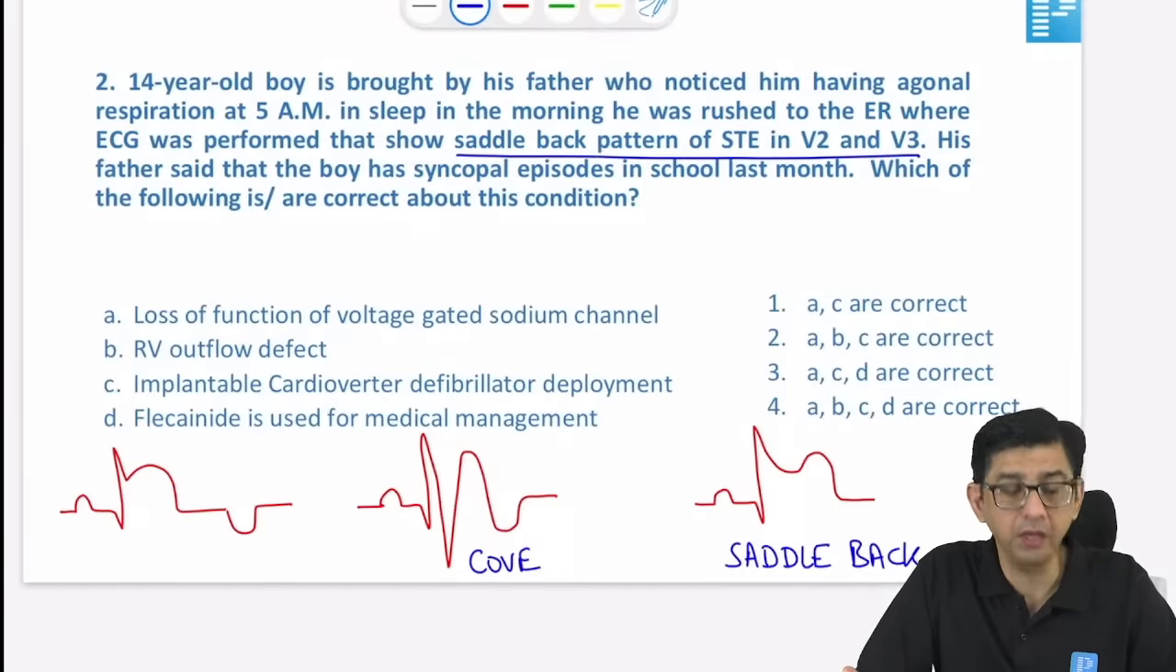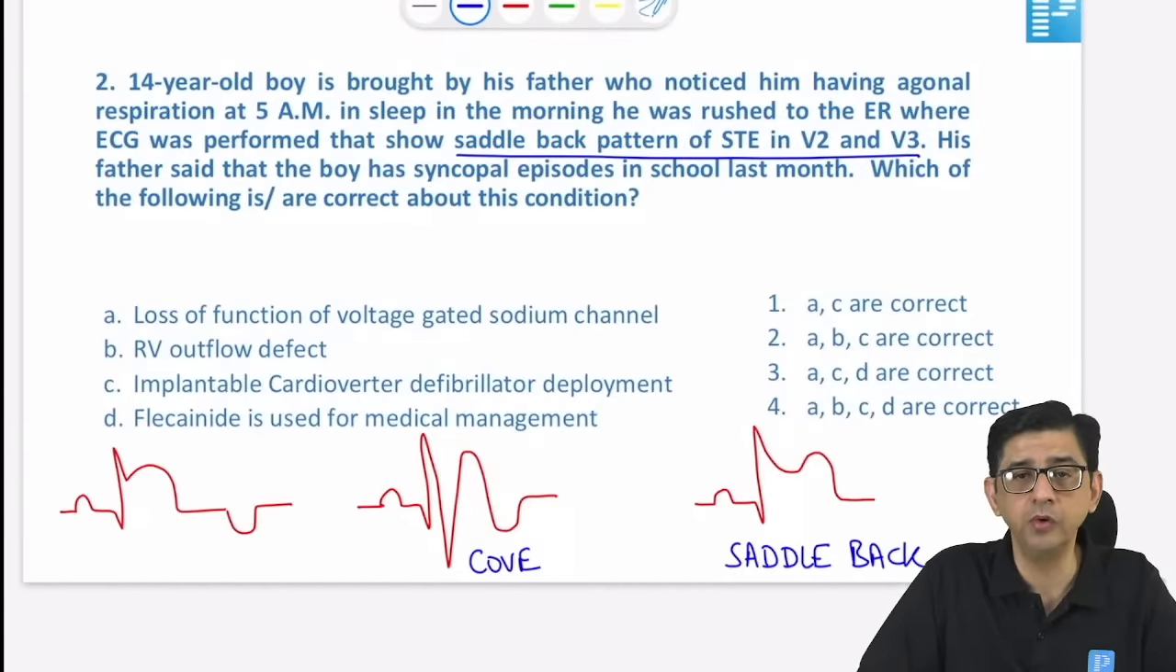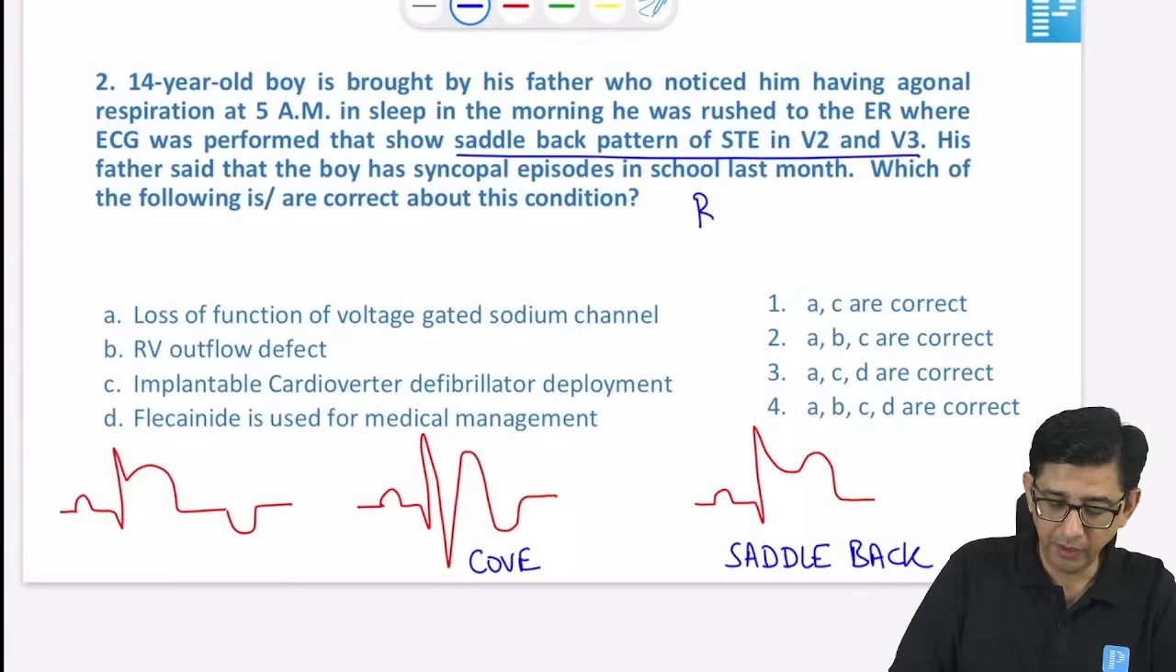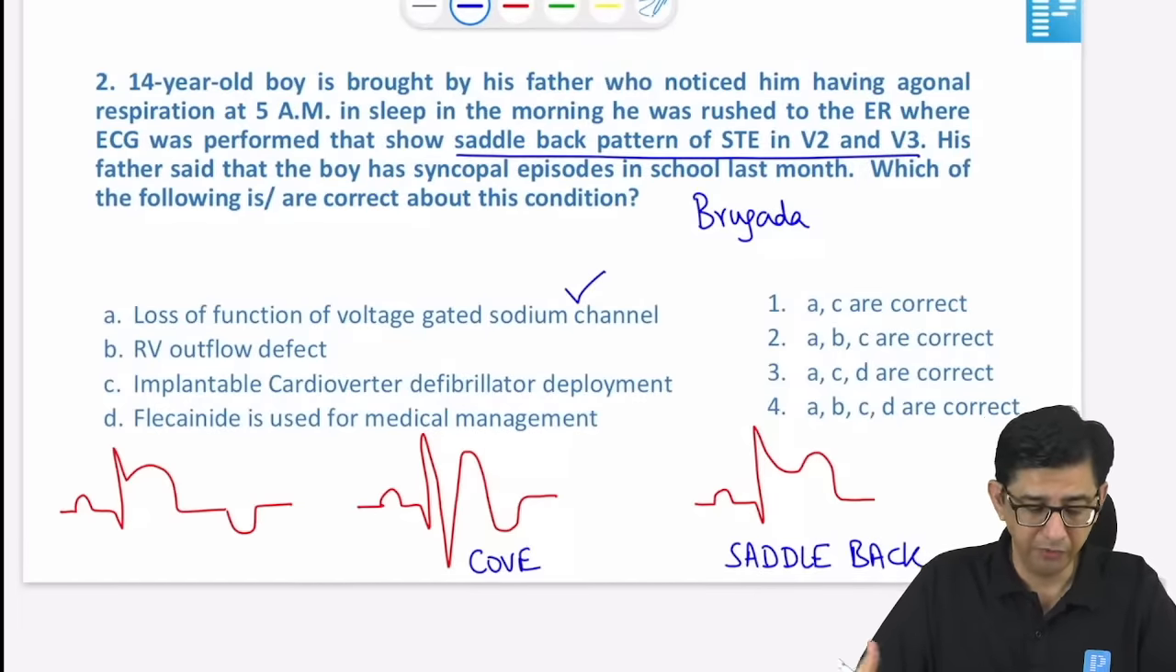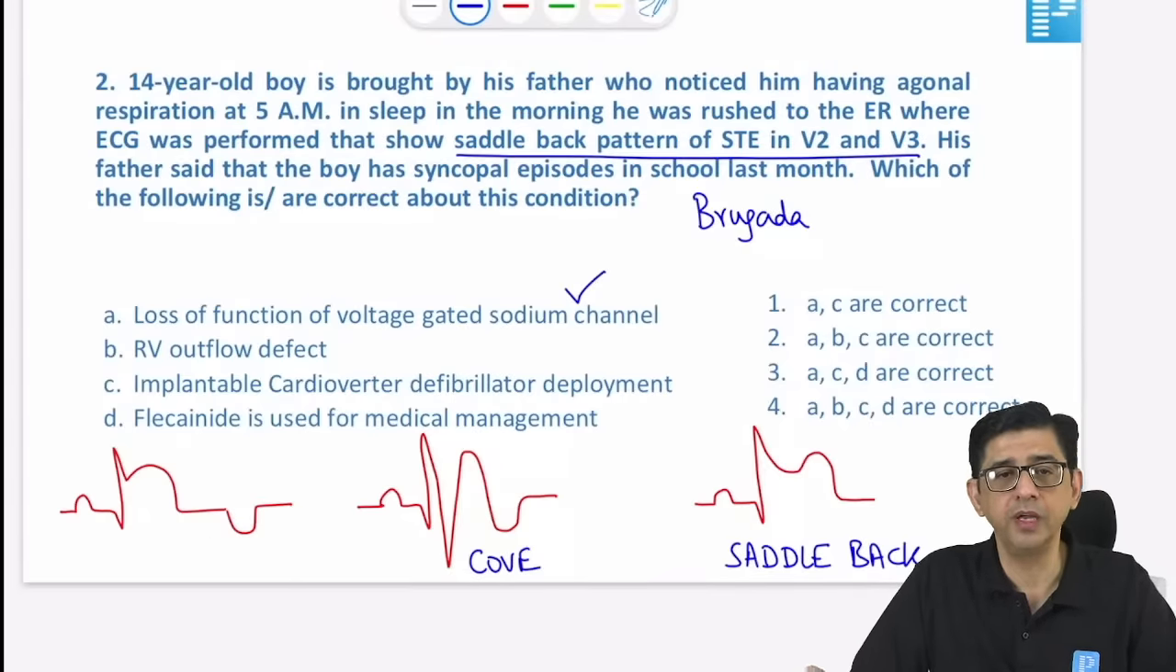Yes, since I have given a substantial amount of inputs, most guys are getting it right. This particular condition is a sodium channel defect, so option A is correct. That is loss of voltage-gated sodium channel. And where is this sodium channel defect present?